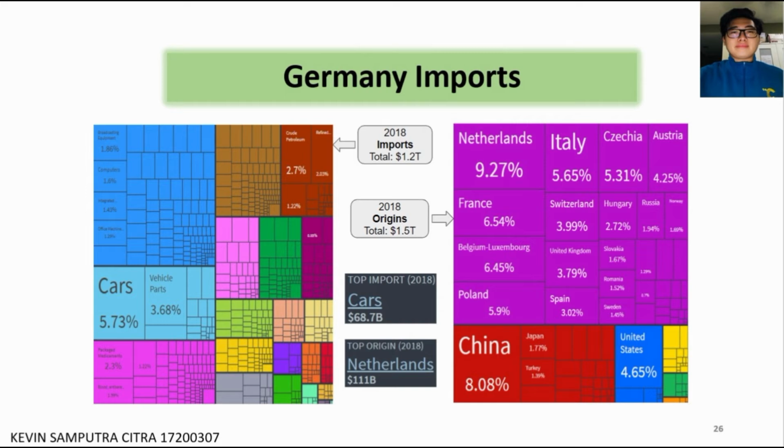The visualization on the right is Germany's import partners. The most common import partners for Germany are Netherlands, $111 billion or equals to 9.27% out of 100%. China $96.9 billion or equals to 8.08%. France $78.5 billion or equals to 6.54%. Belgium Luxembourg $77.4 billion or equals to 6.45%. And Poland $70.7 billion or equals to 5.9%.